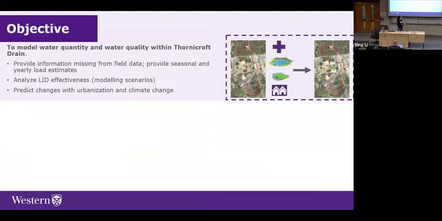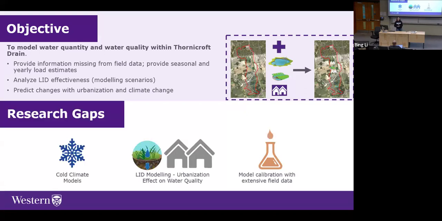My objective specifically is to provide information that we may be missing from field data, specifically seasonal and annual phosphorus load estimates. I want to analyze the LID effectiveness after I create this model using modeling scenarios, and also predict changes with urbanization and climate change, again using modeling scenarios. To complete this objective, I have to be able to model water quantity and quality within the sub-watershed.